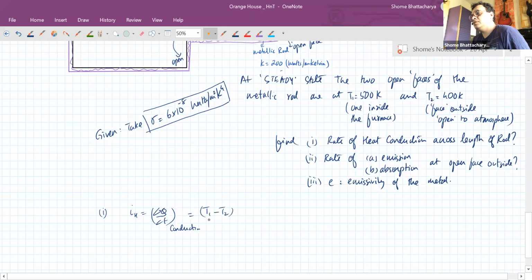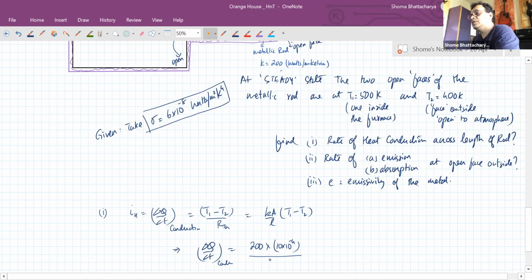temperature difference divided by thermal resistance, where thermal resistance is L upon K. So this becomes KA by L into (T1 minus T2). Now, it's given as 200 watts per meter Kelvin. Area was 10 centimeters square, converted to meter square, divided by the length, which was 2 meters, into the temperature difference, which is 500 minus 400.